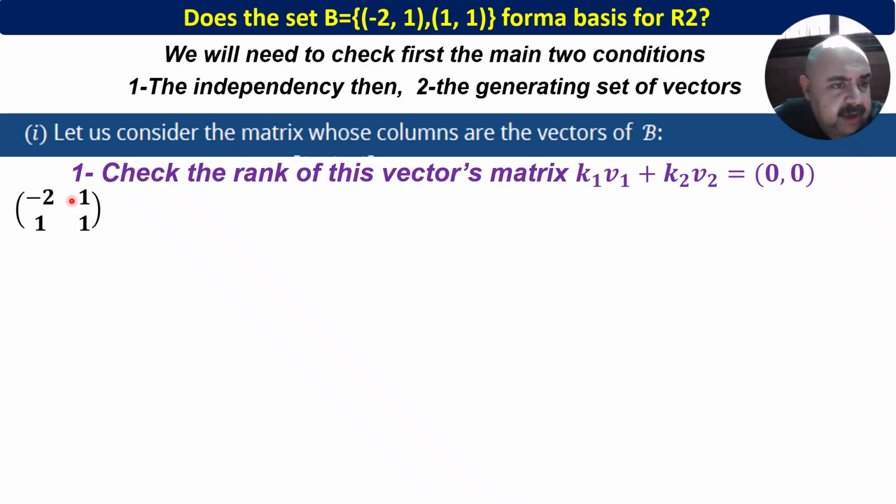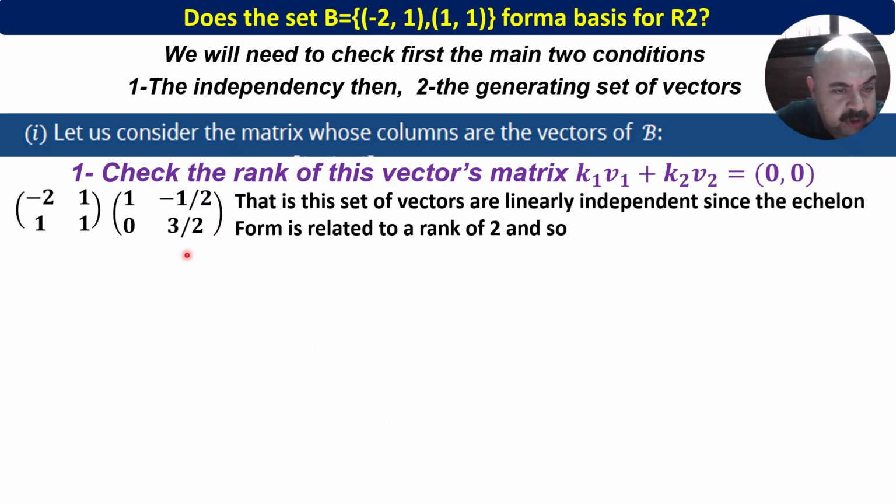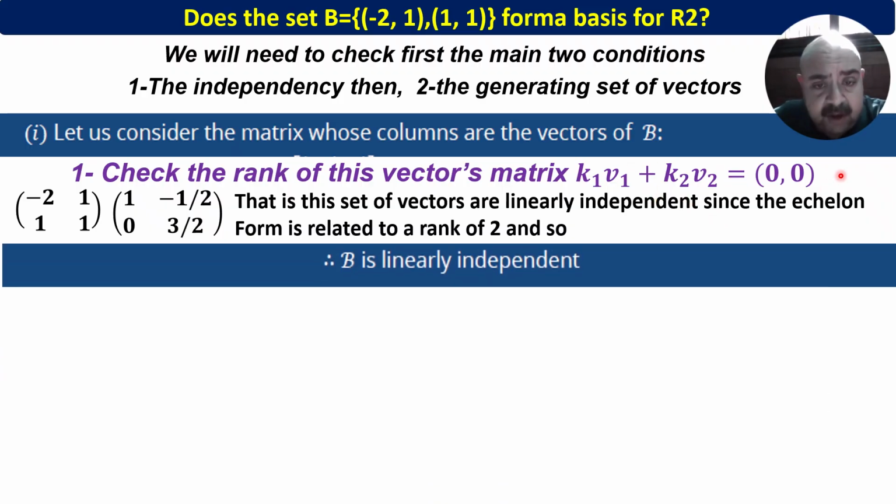We'll take the first vector as the first column and the second vector as the second column, and get the rank of this matrix by reducing it to echelon form. It's very simple. We can get to an echelon form, as you can see, which means the rank is 2. K1 and K2 must equal 0 in order to make K1 V1 plus K2 V2 equal to zero. So they are linearly independent. Condition number one, check.